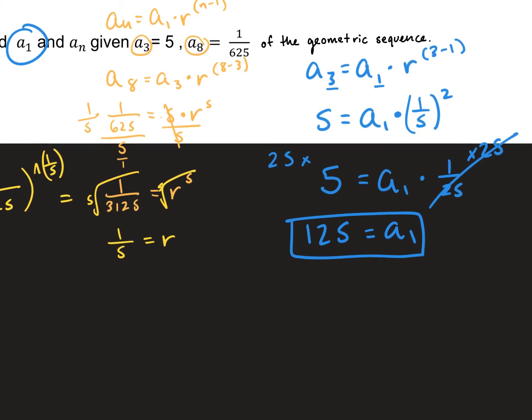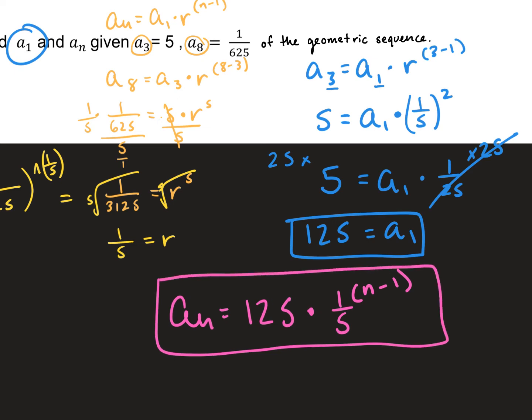Now we can use our first term to plug it into the formula to find a sub n, because a sub n is just asking us for the equation. So a sub n is equal to 125 times r to the power of n minus 1. What's r? 1/5. So that is a sub n.